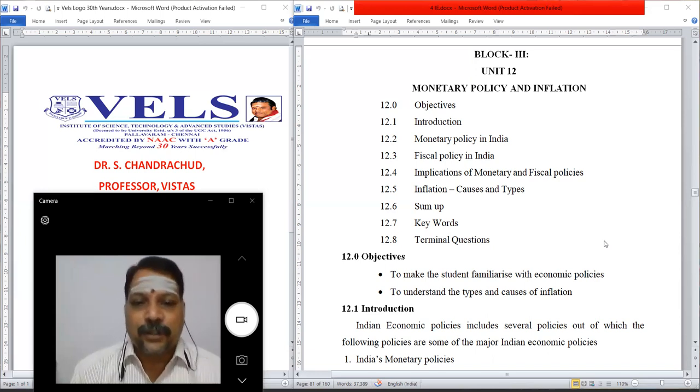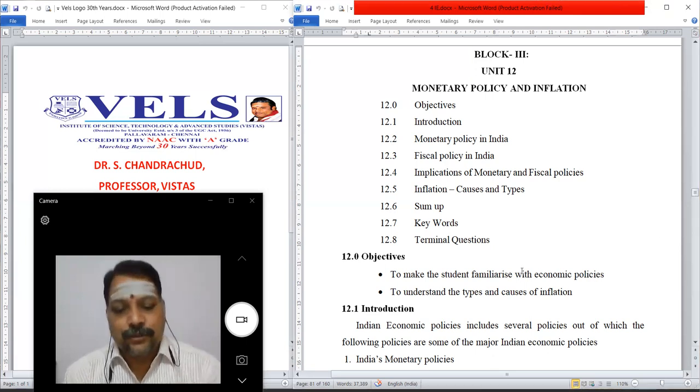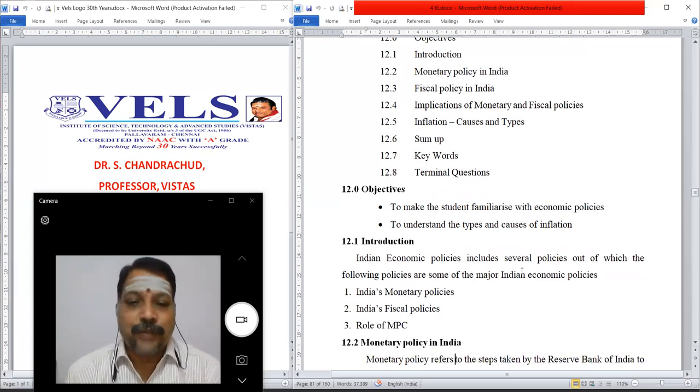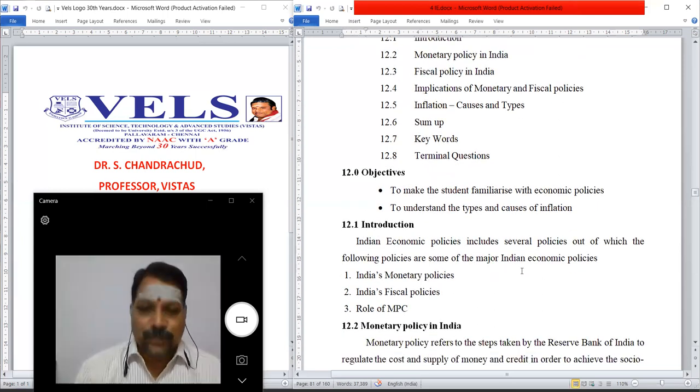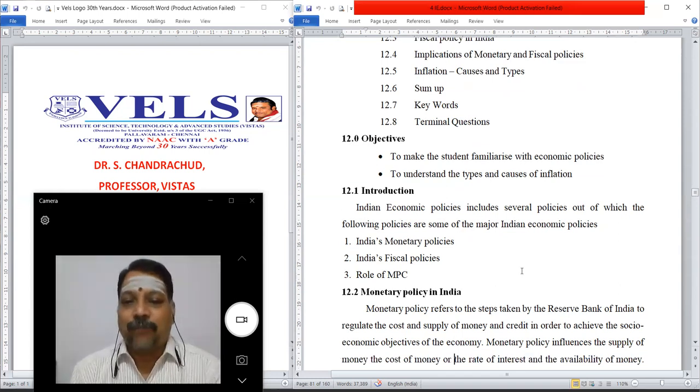So, in this particular class, we are going to complete the monetary policy. In the next class, we will discuss the fiscal policy. The main objective of this particular unit is to make the student familiar with economic policies like monetary policy, fiscal policy, and to understand the types and causes of inflation. Today's class is on the monetary policy.